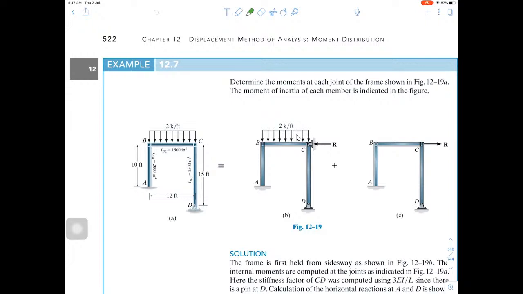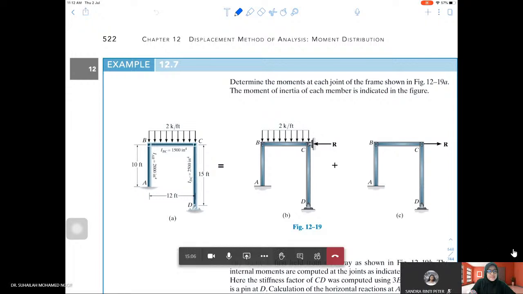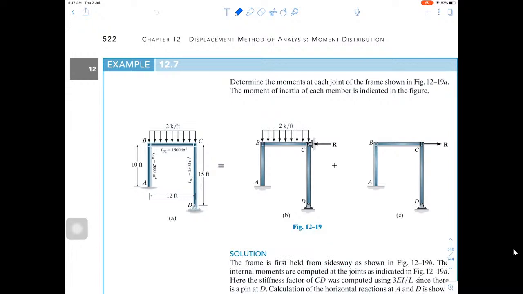Okay, this frame, as you can see on the screen. We have diagram A, B and C. A is equal to B plus C, because this is based on the principle of superposition.